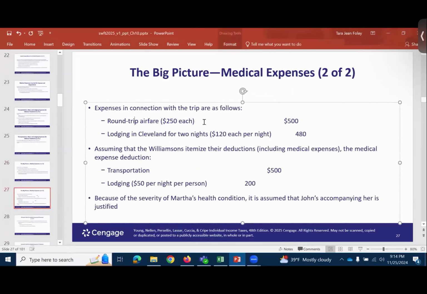So the round trip airfare's deductible. The lodging is $480. The transportation, the whole thing is deductible, but the lodging, it's only $50 per night per person, and it was 2 nights.